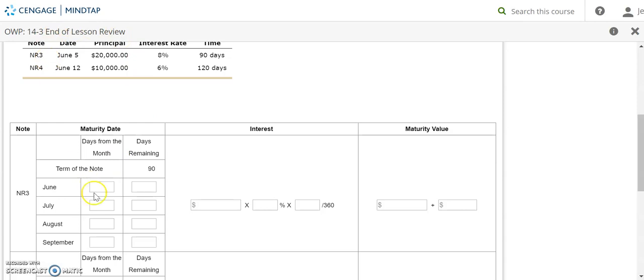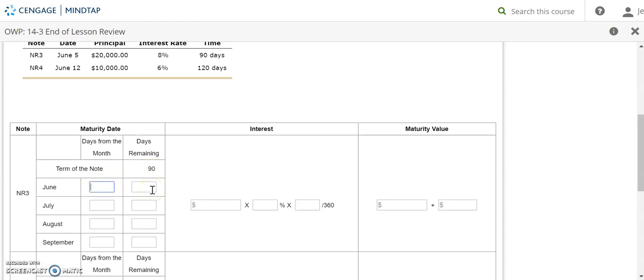Okay, so when we're looking at this, they've already filled in the days remaining. Now, they've created this great table for us, but I will give you a heads up. You will not get a table like this on the test. So it's important that you know how to figure out the maturity date. The table kind of helps walk you through it for now. You can always write out the table on your own while you're doing the test, but you will not get that for the test. Okay, so we have a 90-day note.